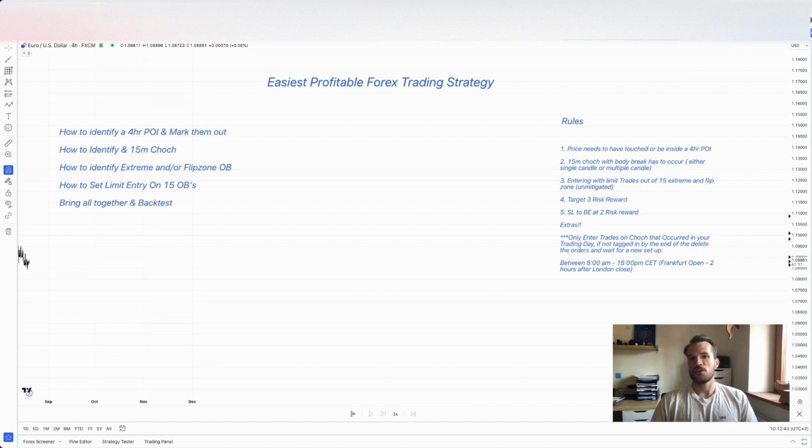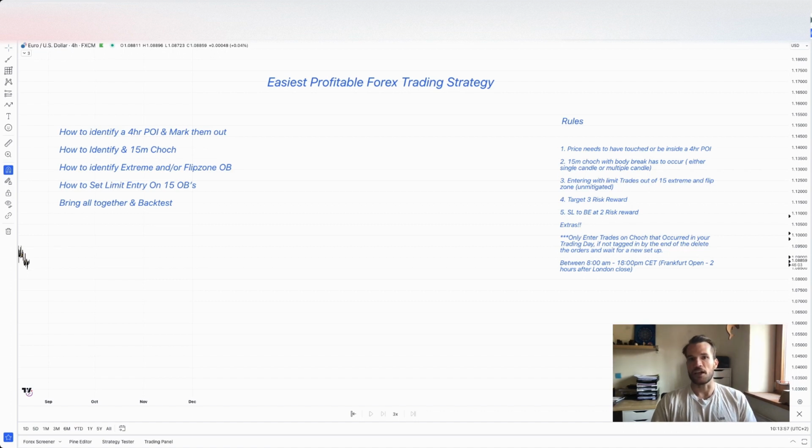I backtested EUR/USD and AUD/USD over the past 8 months since the start of January, using just the 4-hour points of interest and 15-minute CHOCH, targeting 3 risk to reward and moving my stop loss to break even at 2 RR. From the data I've got since the start of the year, EUR/USD has given 108% available, and AUD/USD 105% available. So between those two pairs, over 200% potential, 20% a month or more, which is pretty incredible. I wanted to make this video to show you how simple it can be to be profitable in this market.